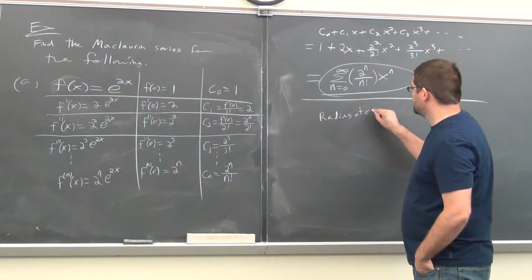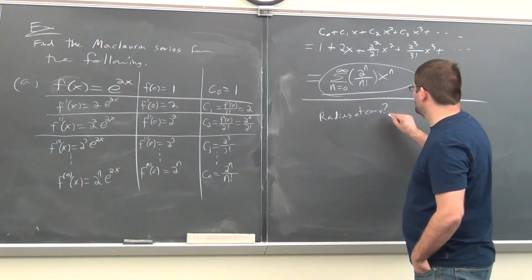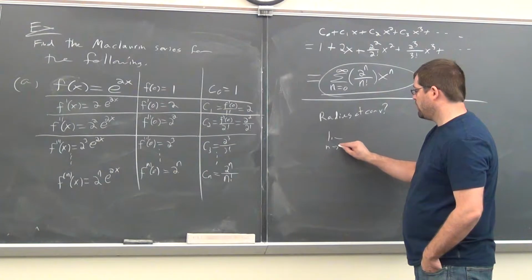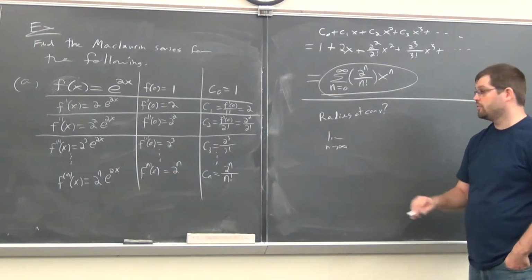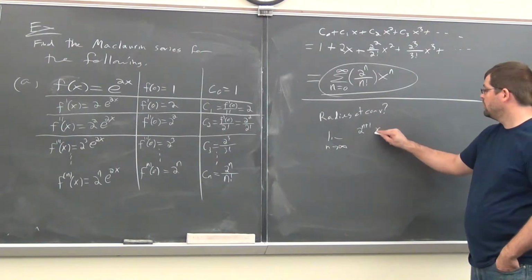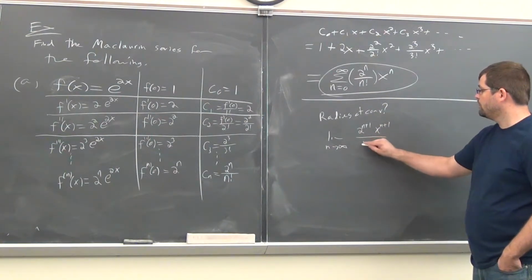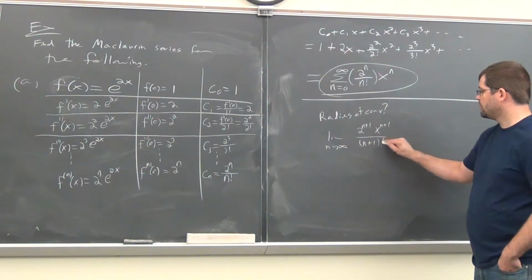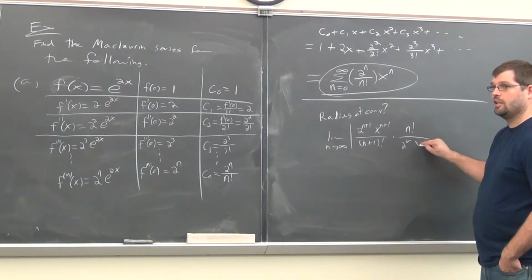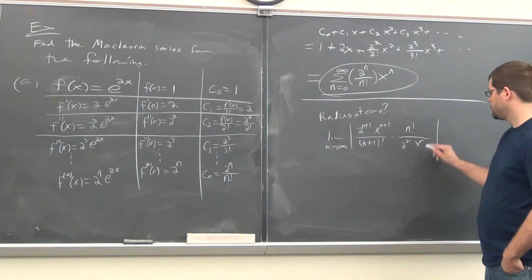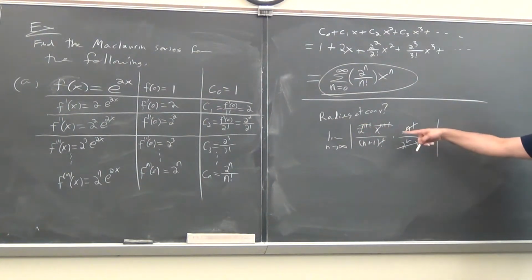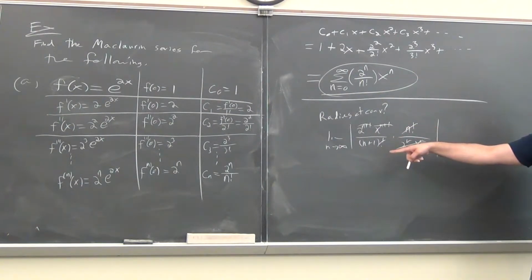So what's the radius of convergence of this guy? I do my ratio test. What would I do for that? 2 to the n plus 1, x to the n plus 1 over n plus 1 factorial, times n factorial over 2 to the n, x to the n. Same kind of stuff that keeps happening. So I really just end up with 2x over n plus 1. What's that limit?